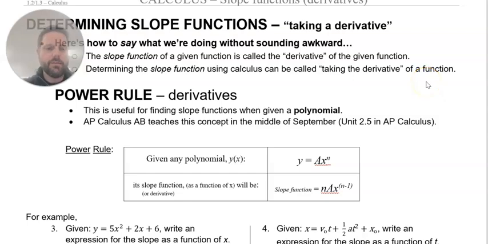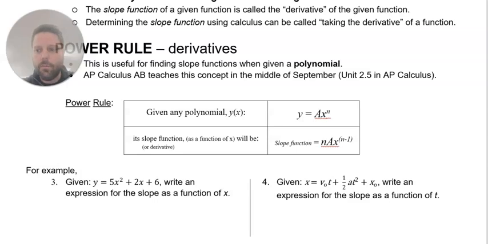The most basic way to do this is referred to as the power rule for derivatives. There are many different ways we can take derivatives depending on what kind of function we're given. If we stick to polynomials for now, which is the case for a lot of physics, especially in the first couple of units, then we can use the power rule in most situations. Just keep in mind, if you are in Calculus AB, you're actually going to be doing this in the middle of September. It begins in Unit 2.5 in AP Calculus, and even sooner than that in Calc BC. So we're going to get right to it.